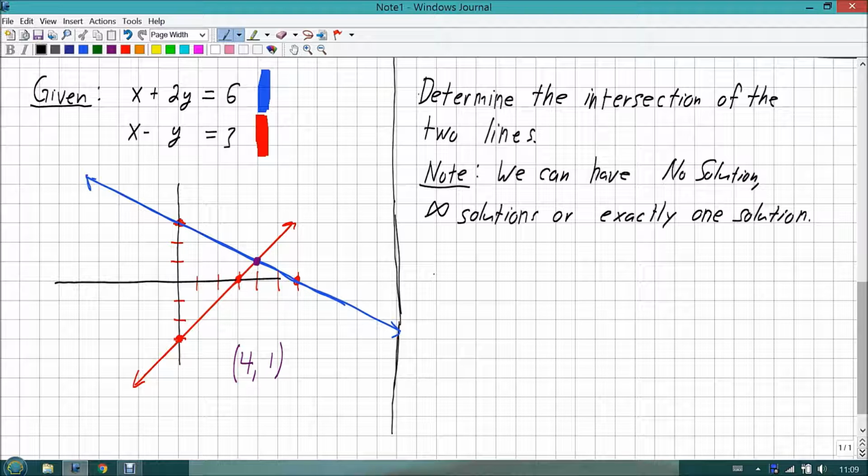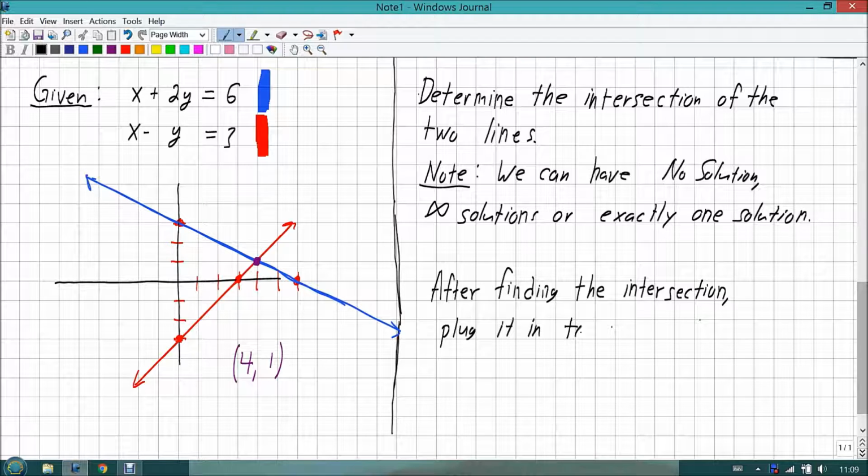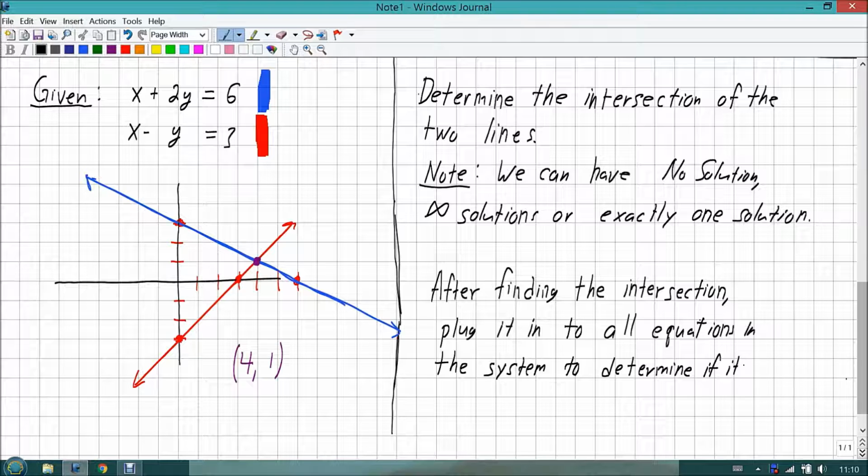After we've determined it, we need to test it. So after finding the intersection, plug it in to all equations in the system to determine if it works.